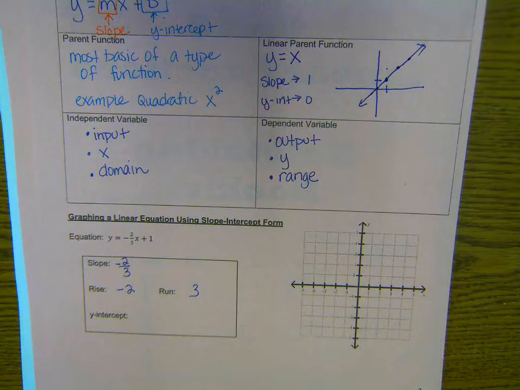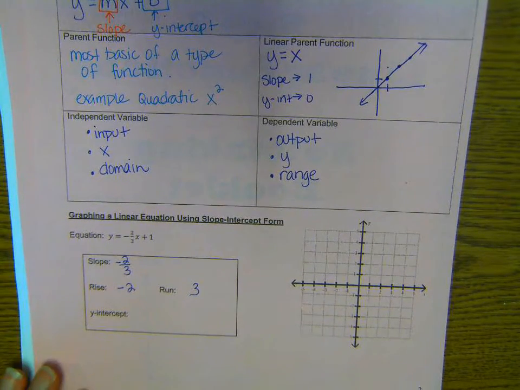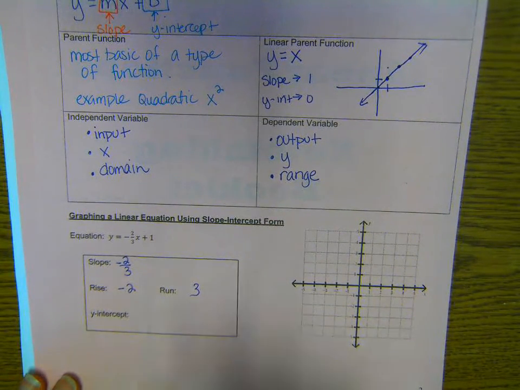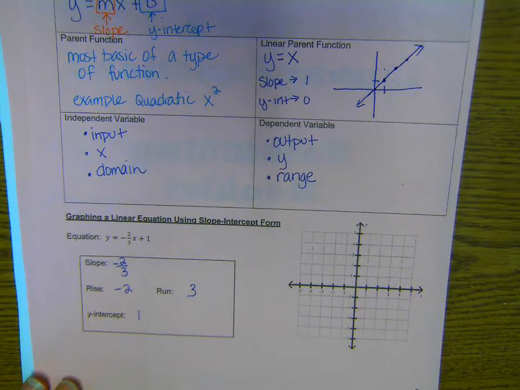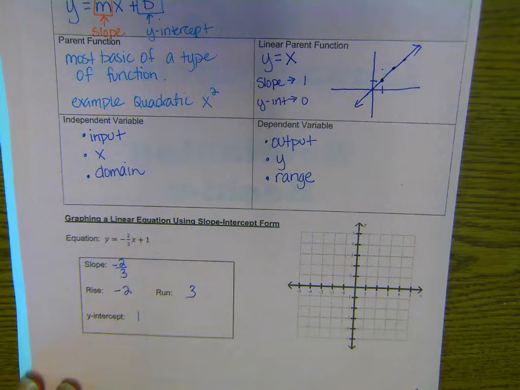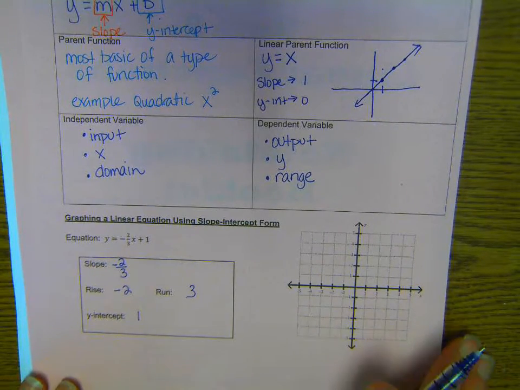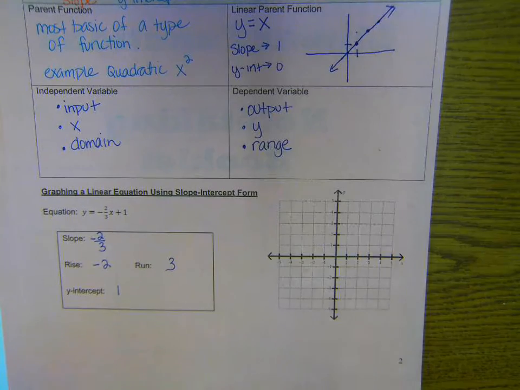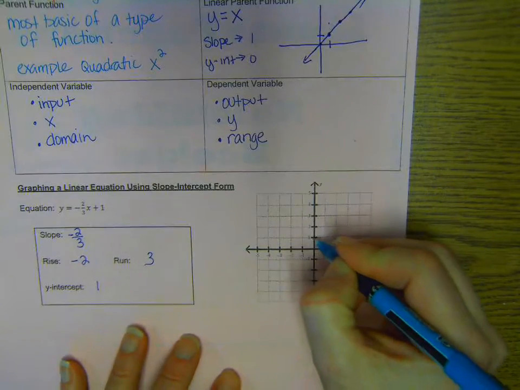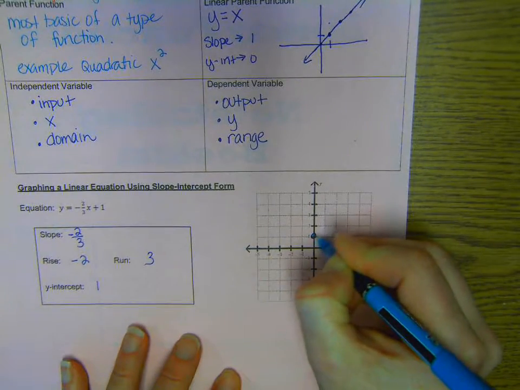Cody, what was that? The y-intercept is 1. Okay, and so Diamond earlier said the y-intercept is where the line crosses the y-axis. So I am going to start by putting the y-intercept on there. The line crosses the y-axis at 1. That is this point right here, (0, 1). It's where it crosses the y-axis.